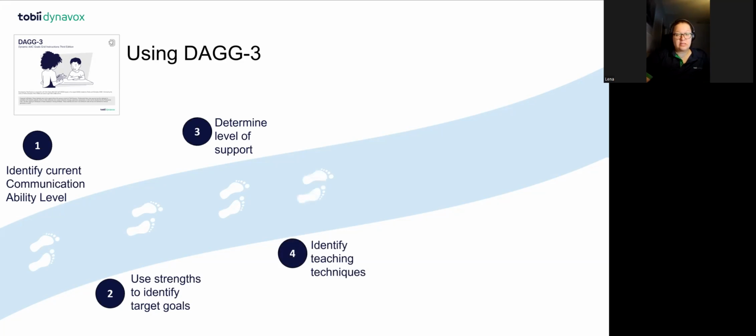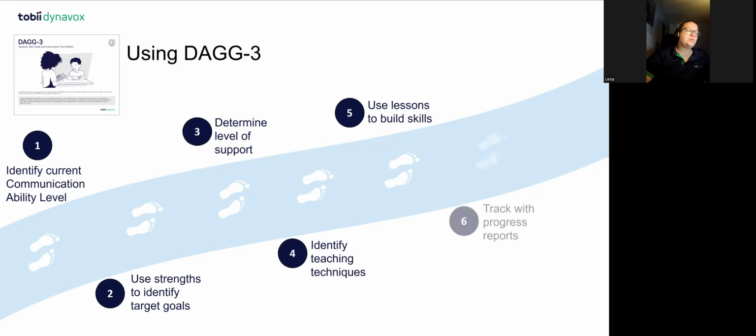We would like to identify the teaching techniques. What are you going to be using? We would like to use the lessons or the activities to build those skills. If we're using the US version, remember, those activities are available to you. We would like to track the progress. We would like to create reports. We know that those reports are necessary to make sure that the person keeps receiving time with their therapist, and to show both the professionals working with them and very often the family that investing time and funds in AAC pays back. We want to show progress. It's incredibly important. And of course, we want to review the progress.